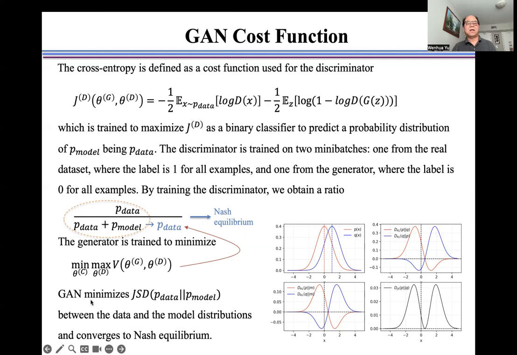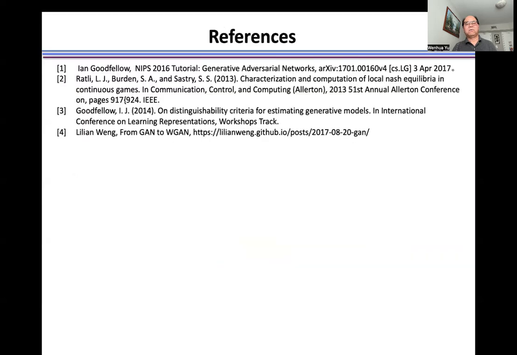In practice, again, we minimize the JS divergence between the data and the model distributions and converge to the Nash equilibrium because JS divergence is symmetric. Namely, we can switch the order of P data and P model, and JS has the same value. For more details, please check this reference.